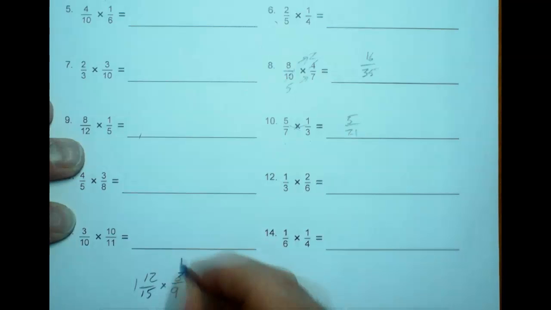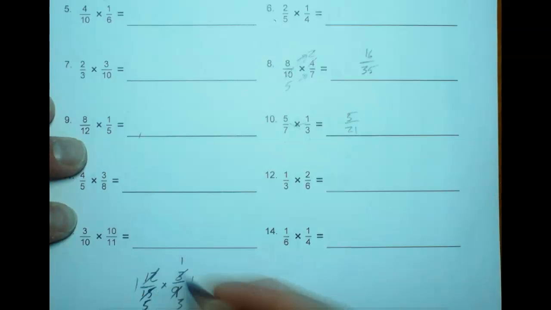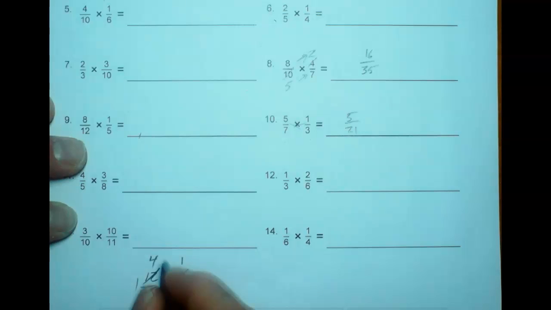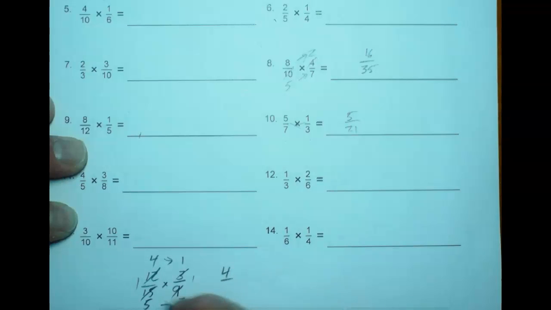3 divided by 3 is 1. 15 divided by 3 is 5. 9 divided by 3 is 3. 12 divided by 3 is 4. Multiply straight across. 4 times 1 is 4. 5 times 3 is 15.